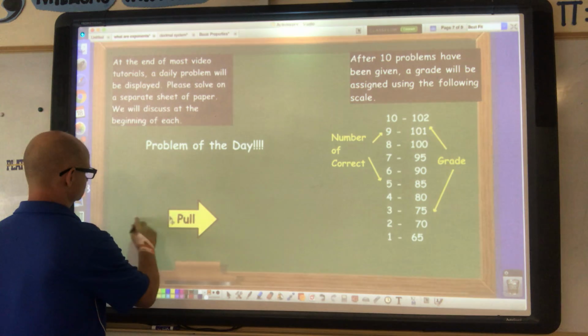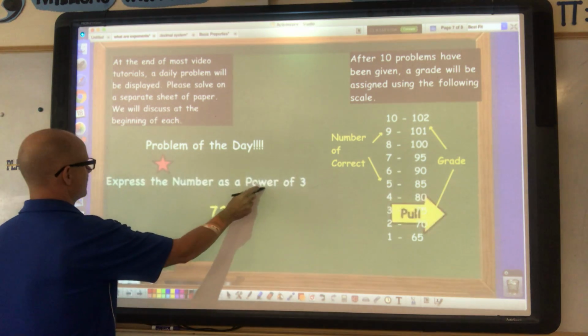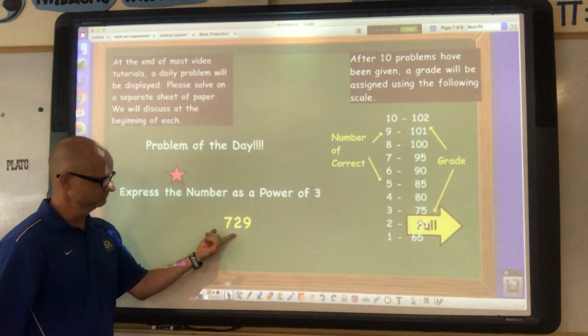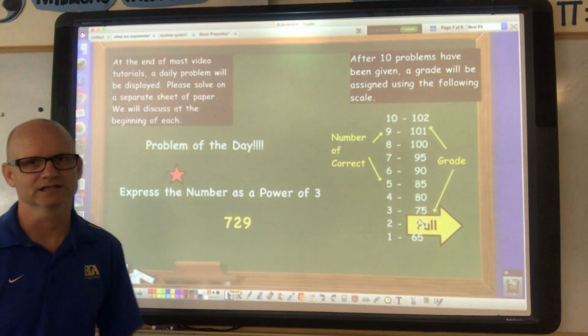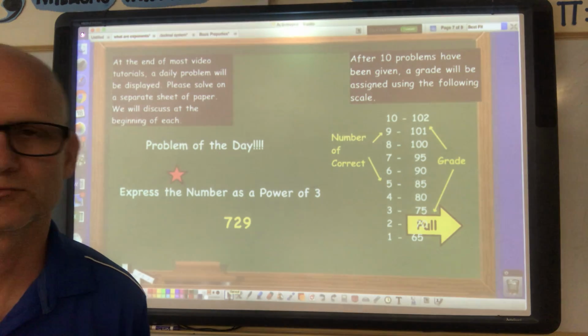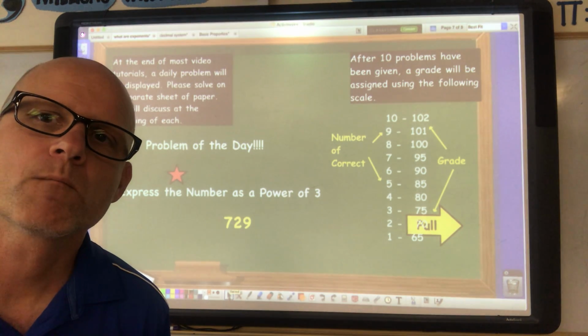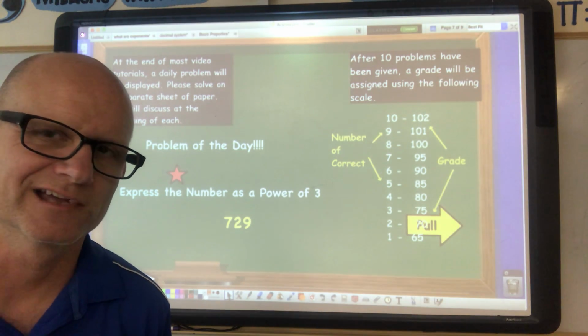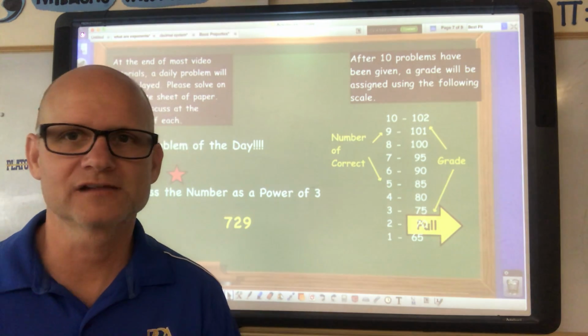Okay. So here's the problem today. It says, express this number below as a power of 3. As a power of 3. Get that? Try it. All right.